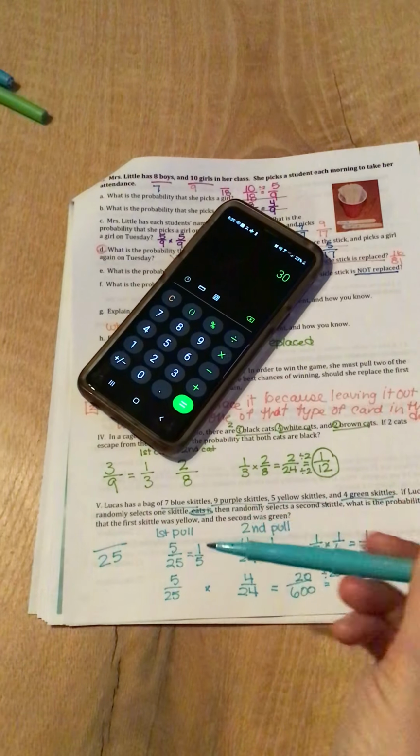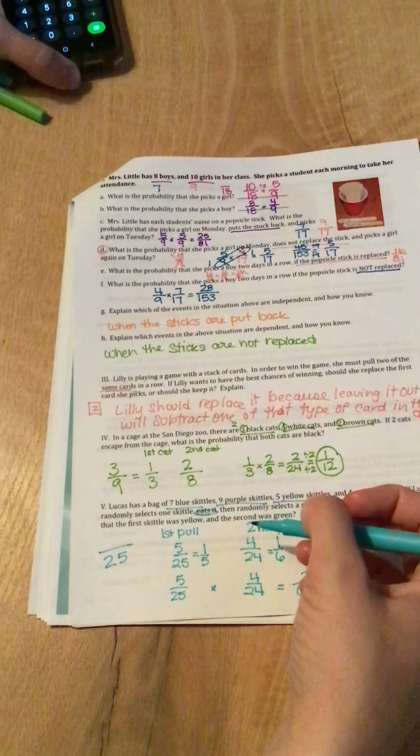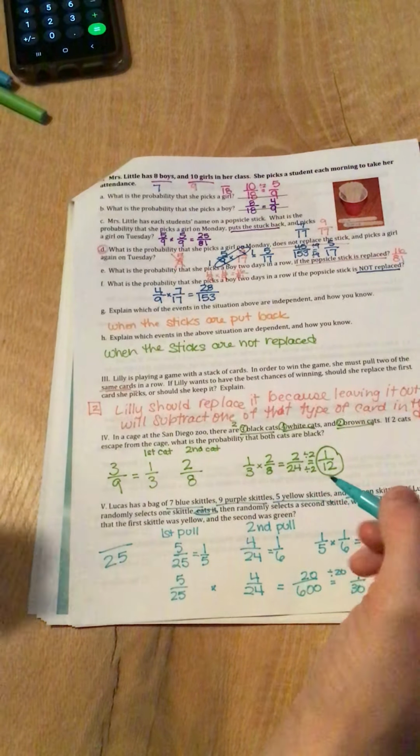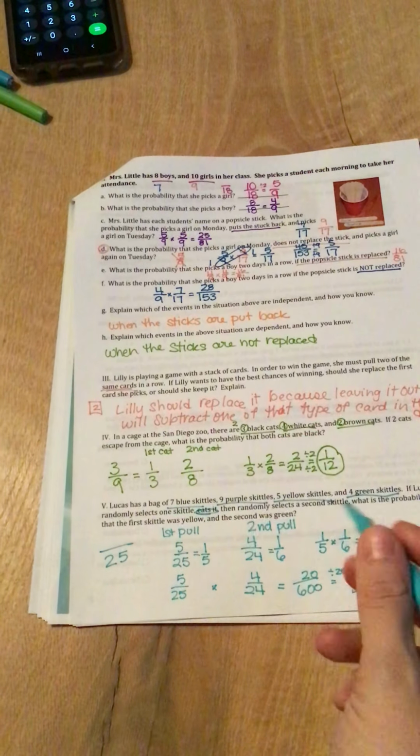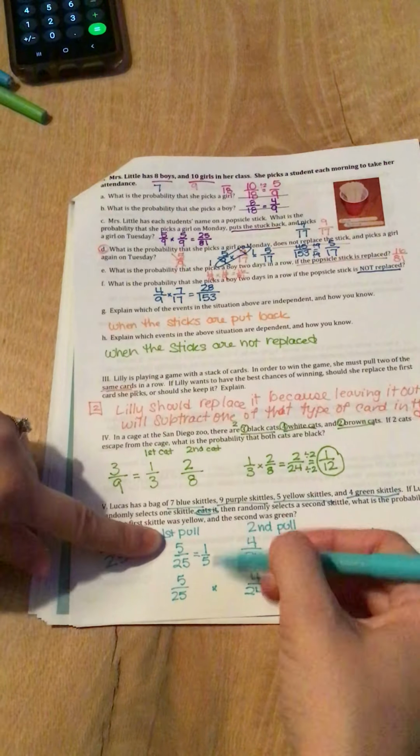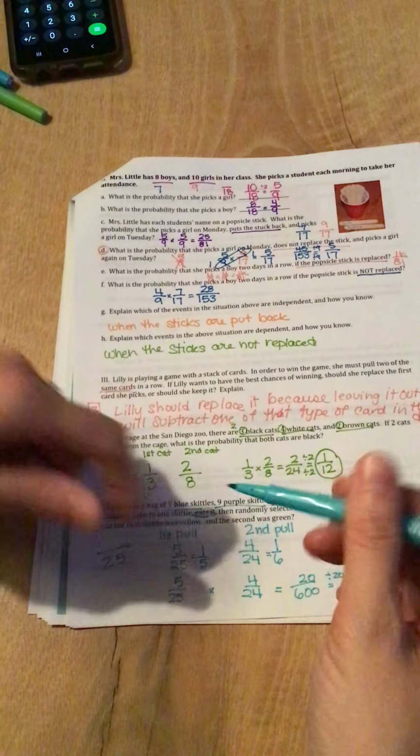So does that make sense? The main thing that you need to walk away with is that independent, where the denominator stays the same because you're putting the thing back, or dependent, where, hey, that Skittle's getting eaten, so my denominator changes.